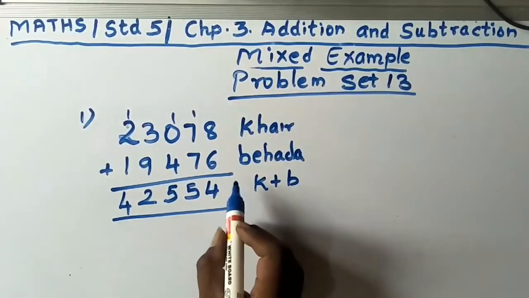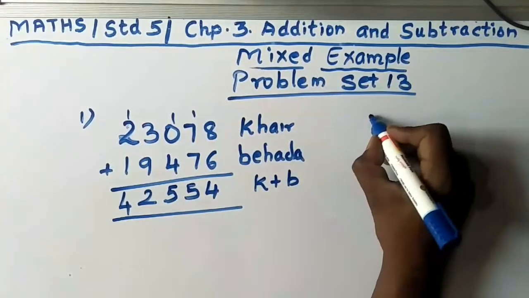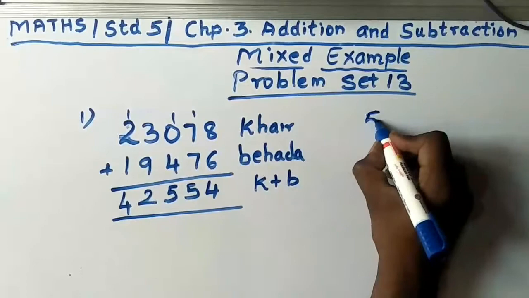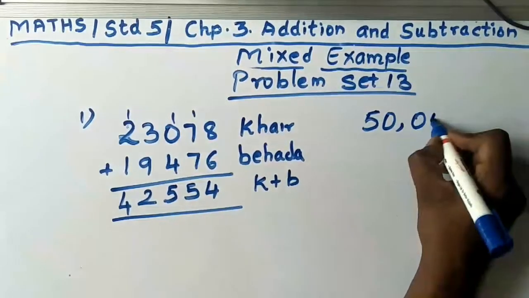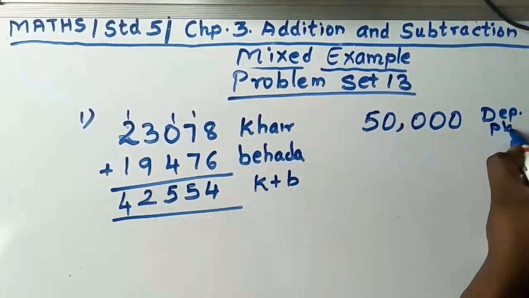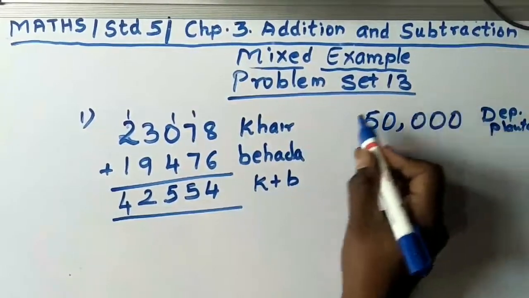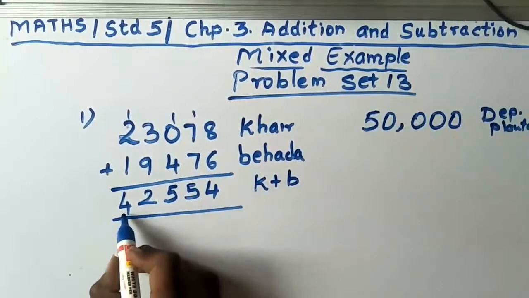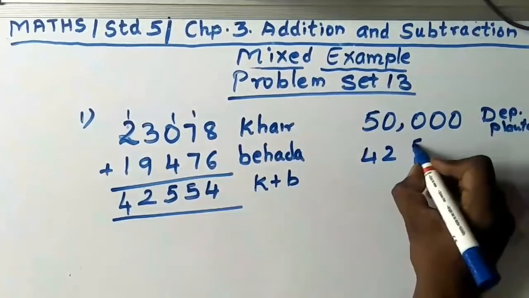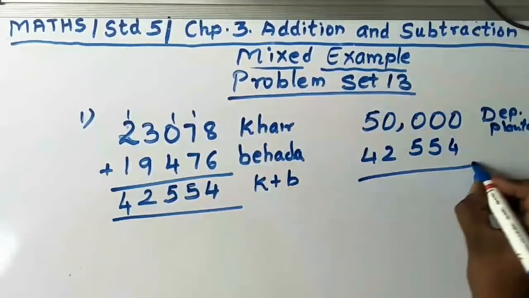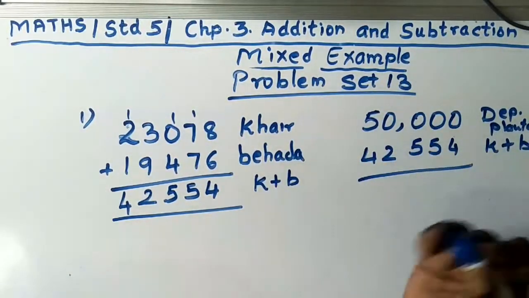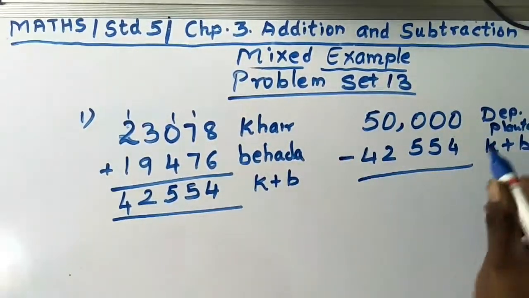Now the department had planted 50,000 trees. I'll write here: department had planted 50,000 trees. This is department planted. From this 50,000, 42,554 were Khair tree and Behada tree. So what is the remaining number, what is the other trees? So we have to subtract here.